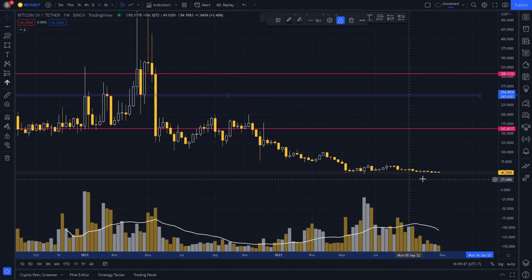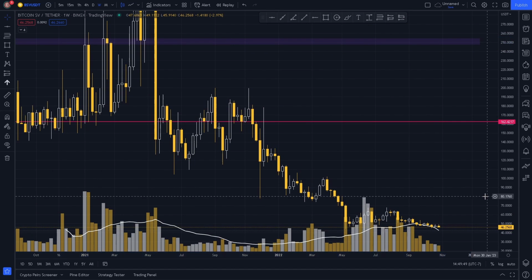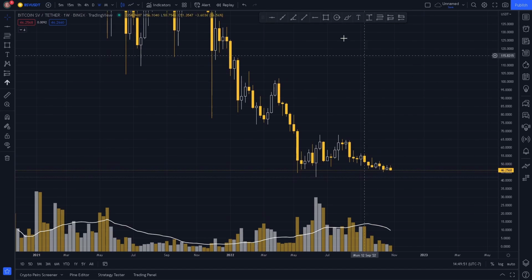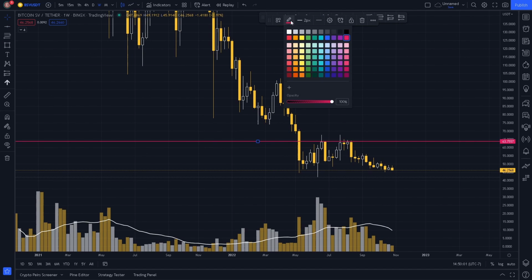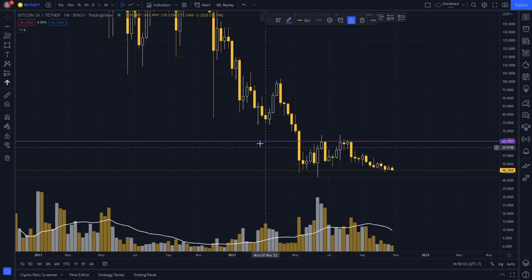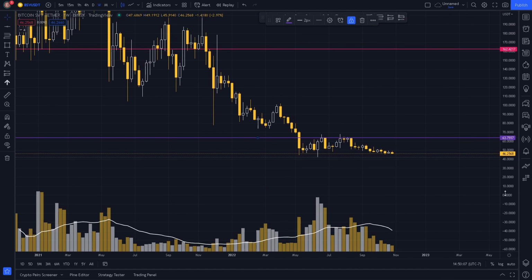Now, we also notice key levels on the most recent price action. So, right here, we notice a key weekly level. And we always make sure to color coordinate it to the time frame we're working in. Now, we also notice a key level right here.